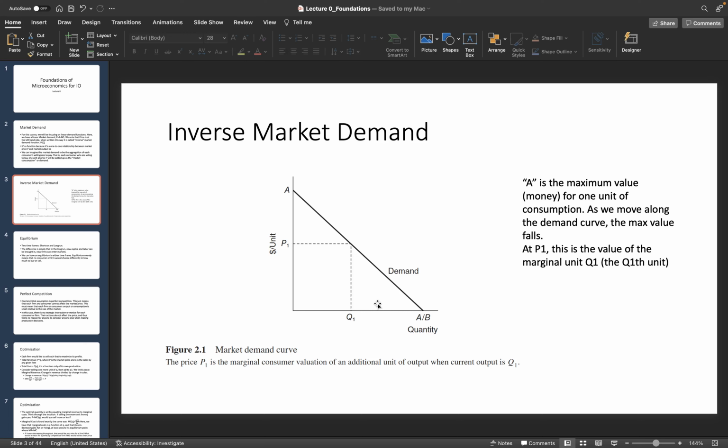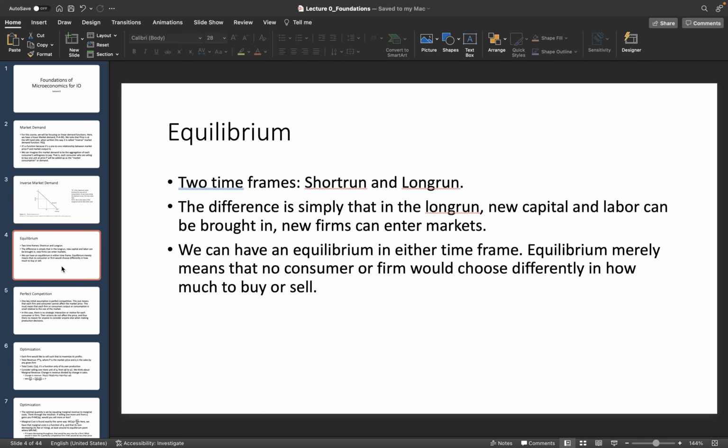Okay, equilibrium. There are two time frames that we'll be talking about in class, in micro generally: the short run versus the long run. The difference between the short run and the long run is that in the long run, new capital and labor can be brought in and new firms can enter markets. So in the short run, no new factors of production can come in.